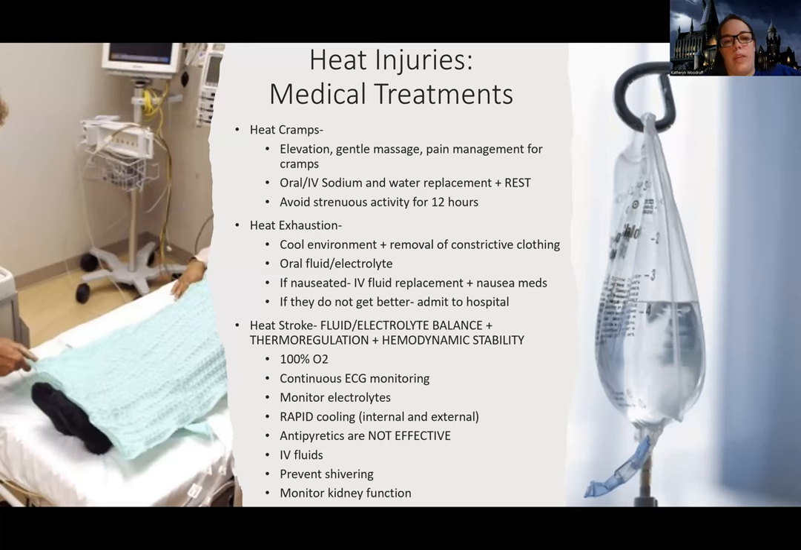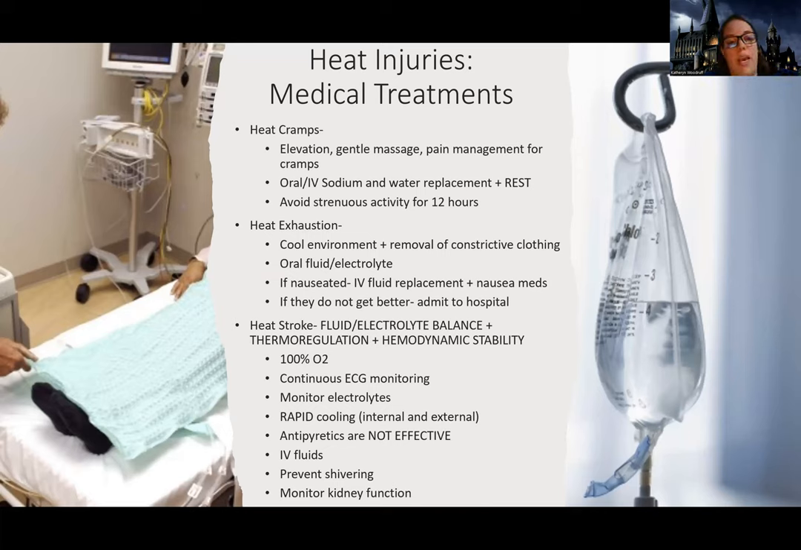We're going to be doing things like 100% oxygen. We're going to do continuous monitoring because they can have electrolyte imbalances and dysrhythmias, so I'm monitoring those electrolytes closely. And for heat injuries, when it's an emergency like heat stroke, we want to rapidly cool them. When I say internal and external, external is more obvious. We're going to do things like ice packs, take off extra clothing, change the room temperature.